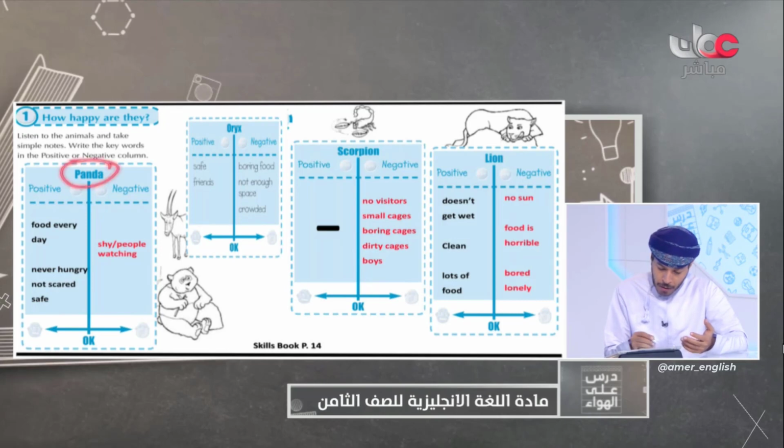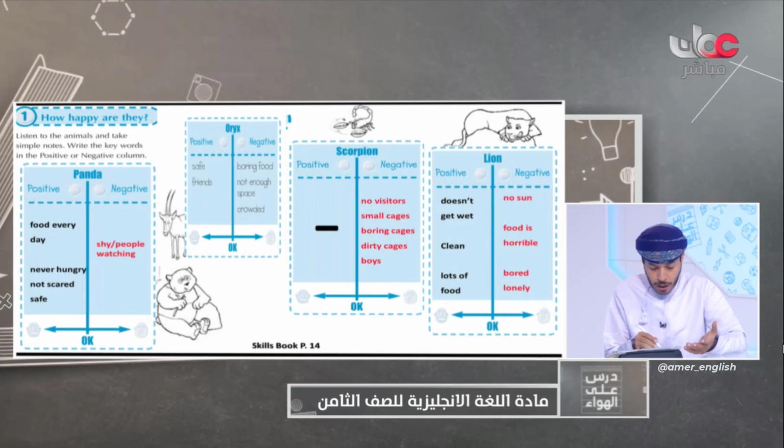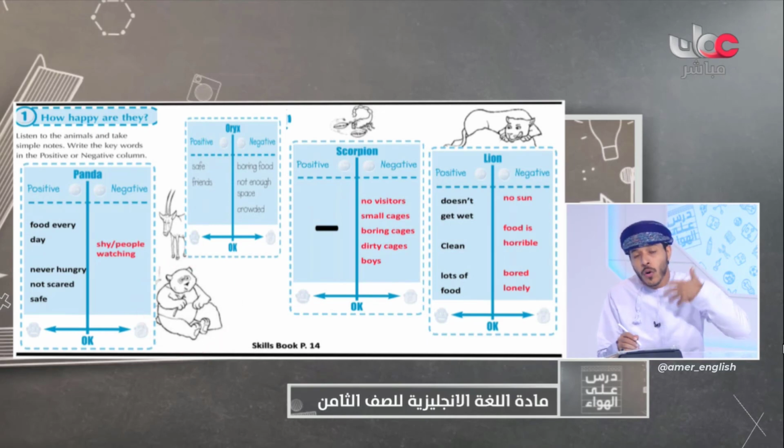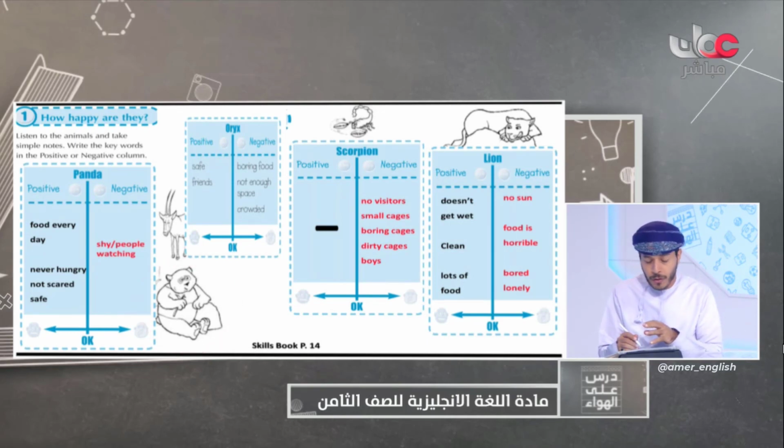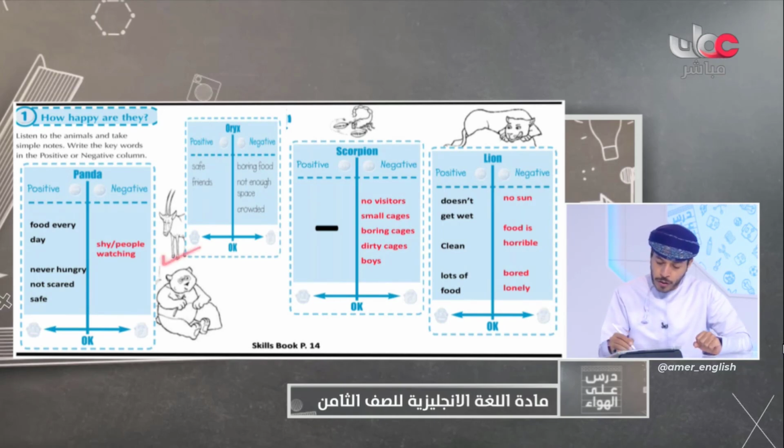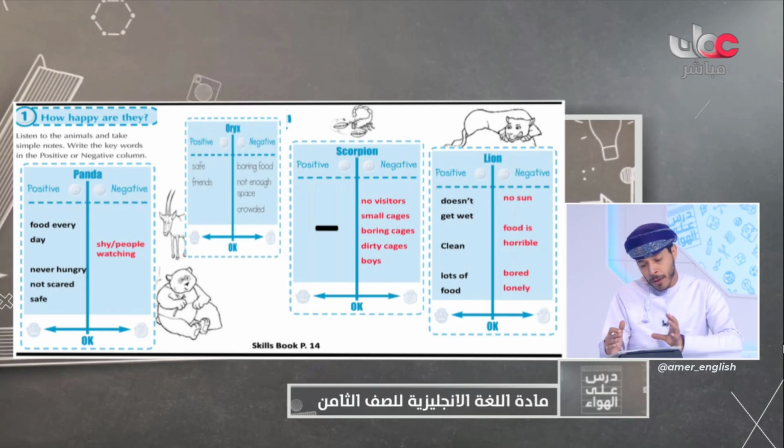But maybe the panda has some positive features like food every day, never hungry, not scared, or safe. But the negative feature is they are shy because they are watched by many people. For example, because this panda is going to talk about itself, okay, to describe the positive and negative things. And the same thing for the oryx, for the scorpion, and for the lion. Good. So we have here different positive and negative features of these animals.